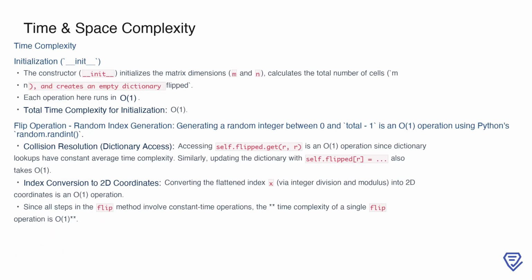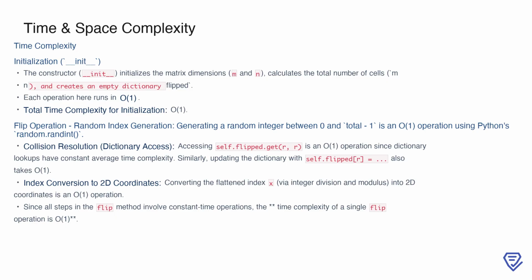Time complexity analysis begins with the initialization process. In the __init__ method, we set up the matrix dimensions m and n, calculate the total number of cells as m*n, and initialize an empty dictionary called flipped. Each of these steps is straightforward and takes constant time, so the total time complexity for initialization is O(1).